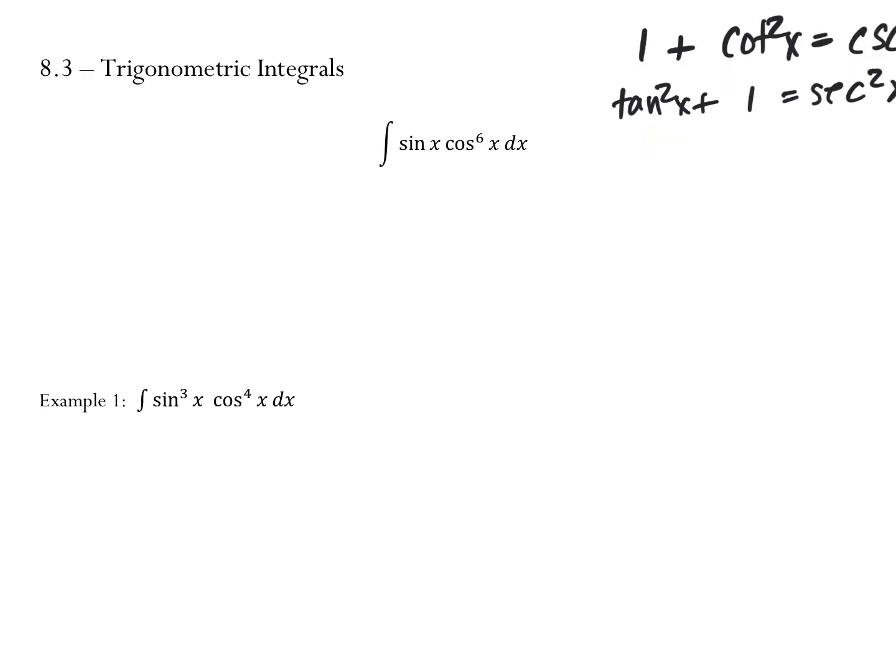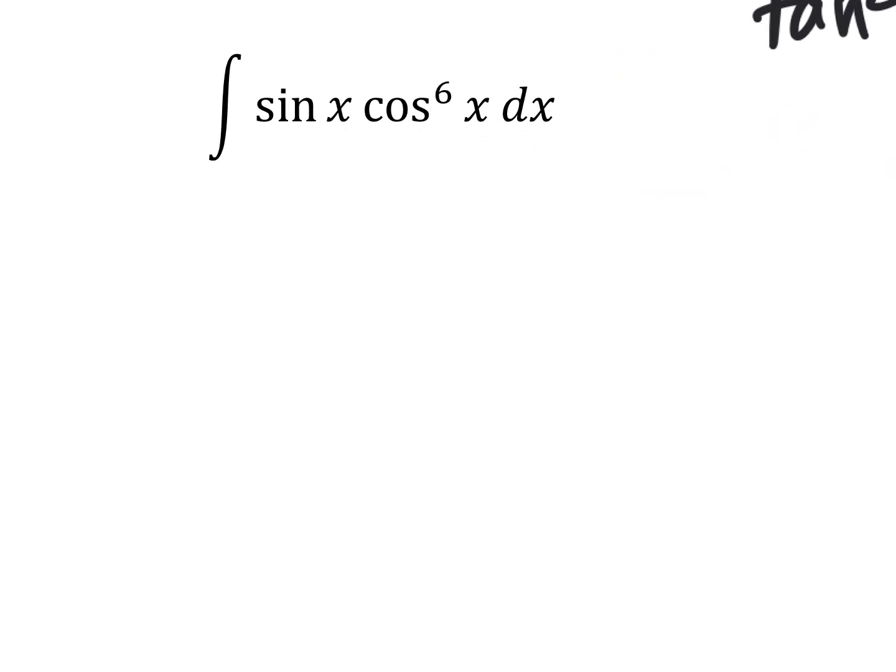So let's say I gave you this question and I asked you to integrate sine x cosine to the 6th x dx. What is your gut telling you to do? I agree, a u-substitution. The derivative of cosine is negative sine and the derivative of sine is cosine, but it's a cosine form. Which one do we want to make u in this particular case? Cosine. Why? It's under a power, because the cosine is the one that's being raised to the 6th power.